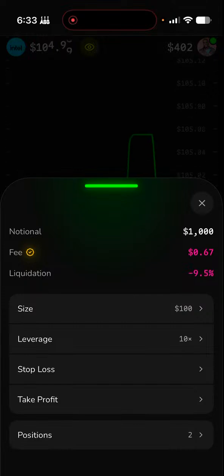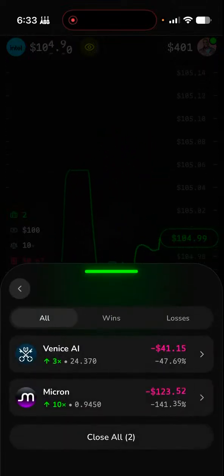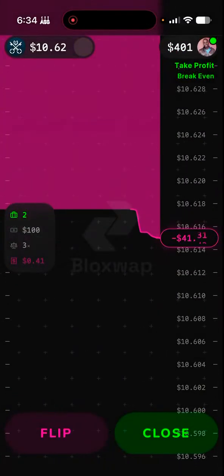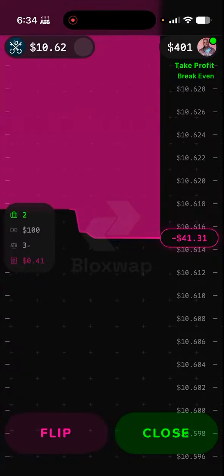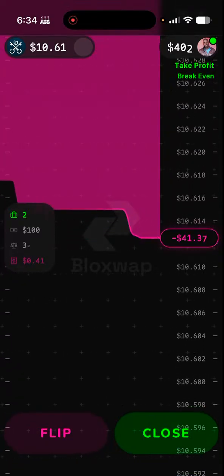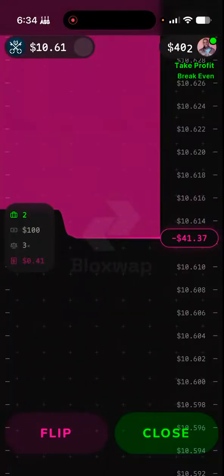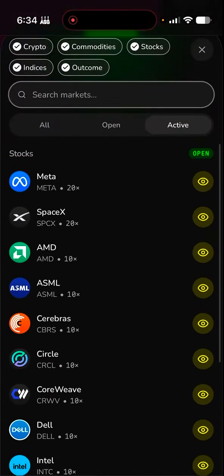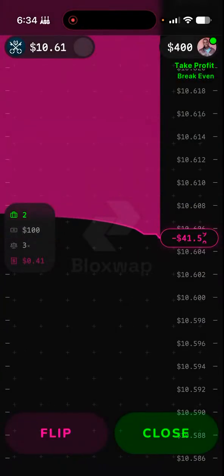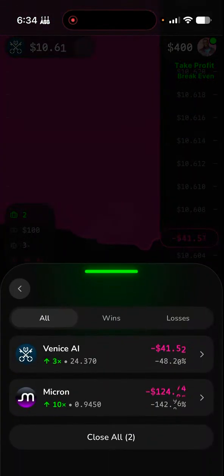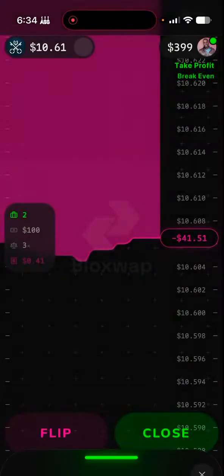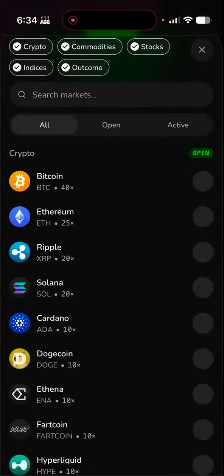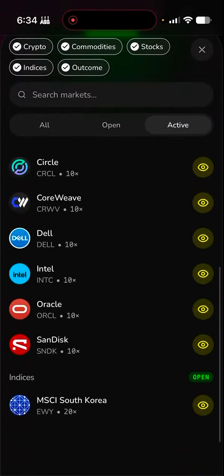We can take a look at our other positions that aren't doing so well. So I went long on Venice. Basically, I bought the top of this. And so we're down here. Oh, let me turn this off here. And yeah. Nothing seems to be updating. I feel like it should be updating faster than it is. I have to check on something.